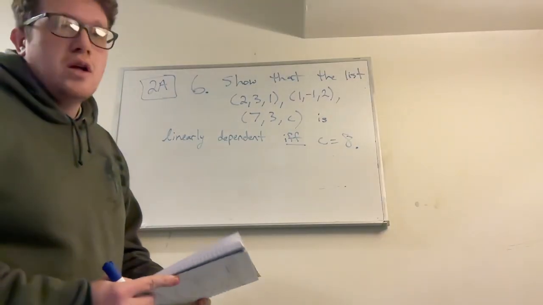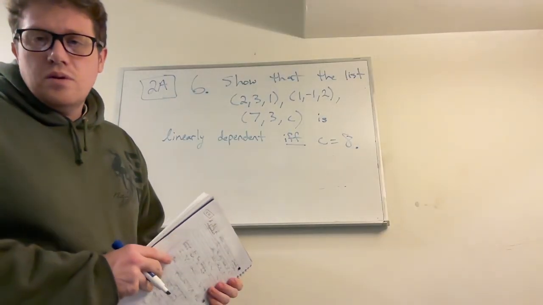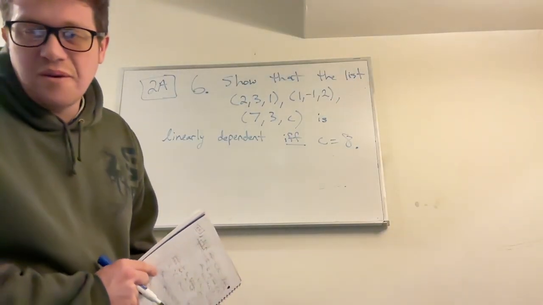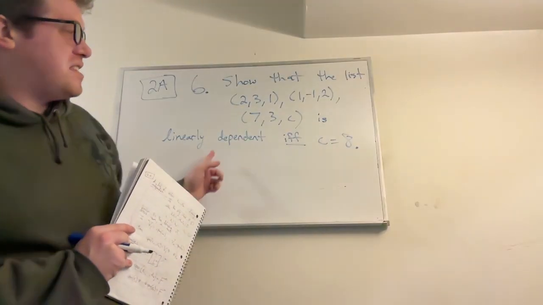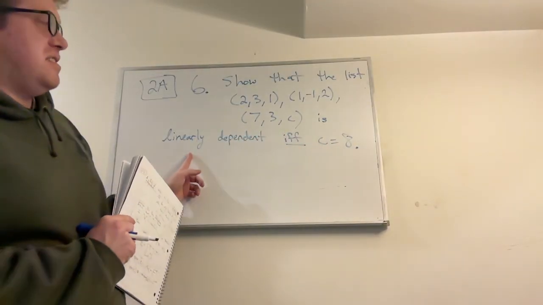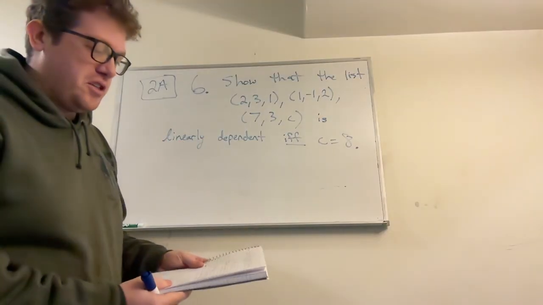Okay, so the if and the only if, yeah. So if c is equal to 8, then it's dependent. If c is not equal to 8, then it's independent. So we have to actually show both.